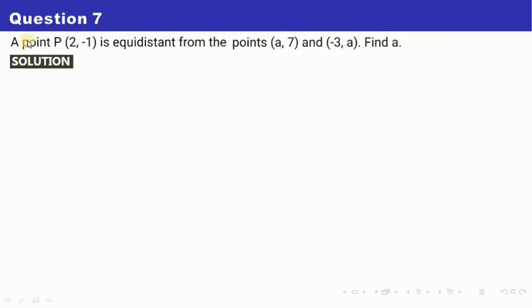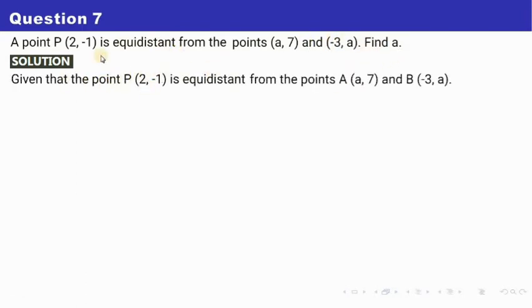So here a point P, 2 comma minus 1, is equidistant from this point and this point. That means if this is my A and this is my B, then PA is equal to PB. So suppose this is A: 3 comma 7, and this is B: minus 3 comma A. So there is a point P, and this distance and this distance are the same. That's the meaning of equidistant. So you need to find the value of A here.